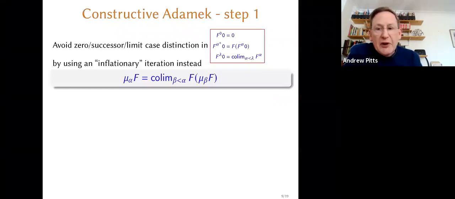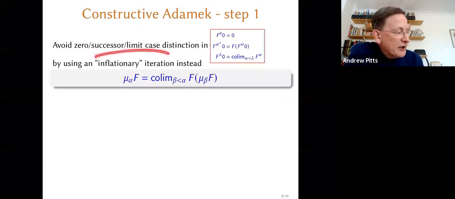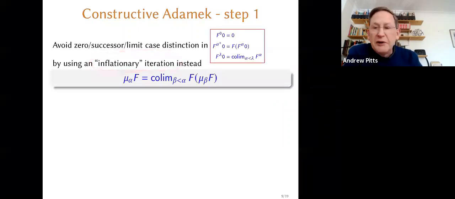So the first step is I want to eliminate this use of the law of excluded middle, if you like, or the disjunction between whether an ordinal is zero or successor or limit. We can get around that in forming an iteration by using a slightly different way of doing the iteration. I don't know whether "inflationary iteration" is quite the right term. It's the one I'm using at the moment. If somebody has a suggestion for a better terminology, then we're open to suggestions.